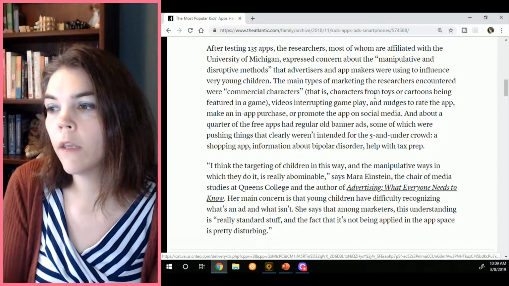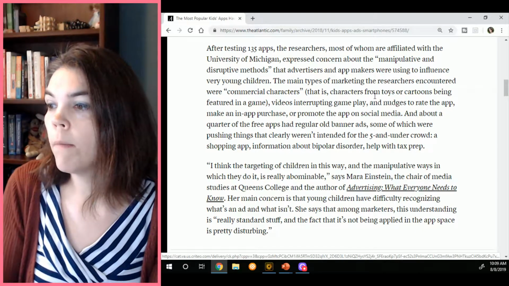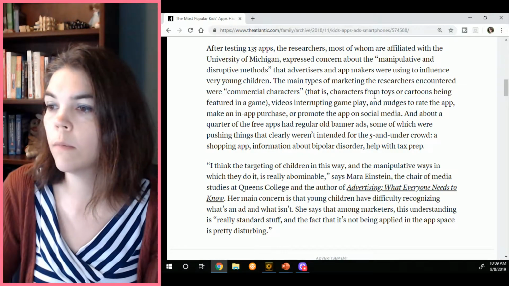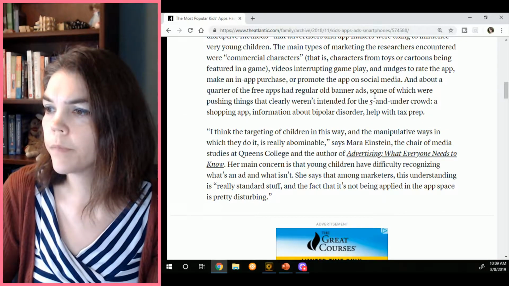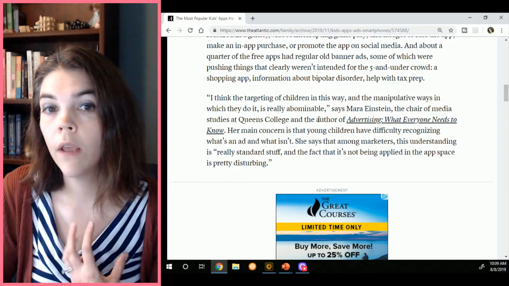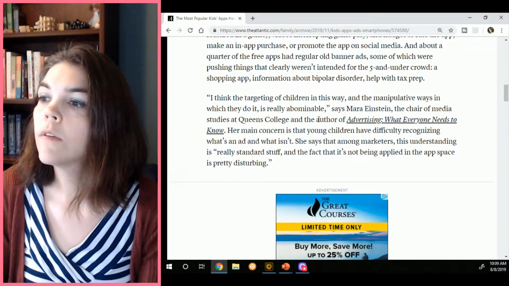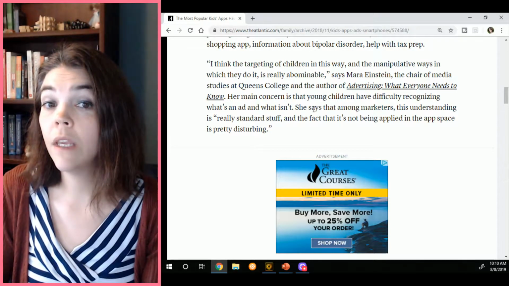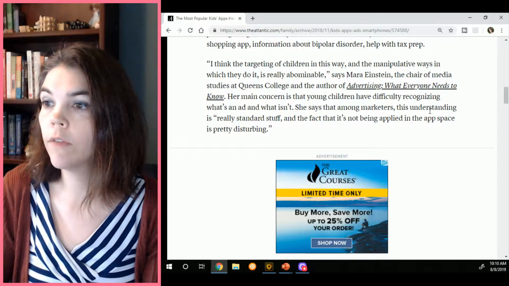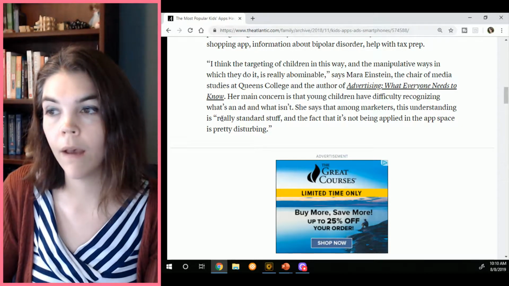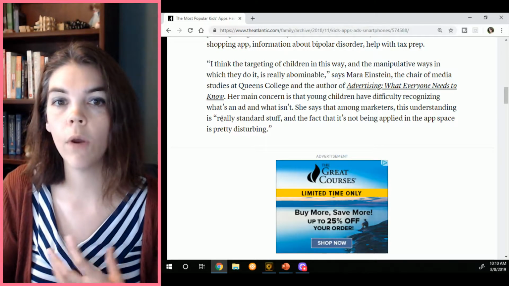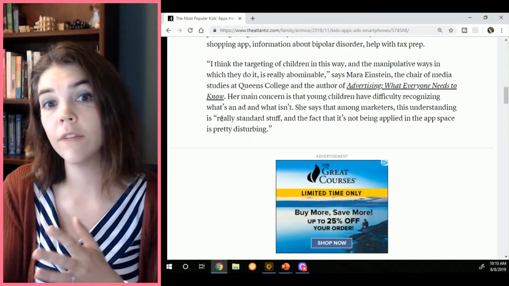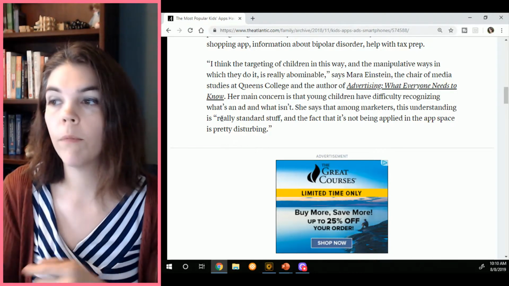Well, this is interesting. Once we get here, now we have a direct quotation from Mara Einstein, the chair of media studies. So these are directly her words, which she said when this magazine talked to her. And they give her credentials. That's nice, so we know that she has credibility. So we can believe her. She says that among marketers, this understanding is, and now we have a direct quotation of what she says. So this article starts with a half paraphrase, and then it ends with a quotation. And we have our reporting verb right before it with that.